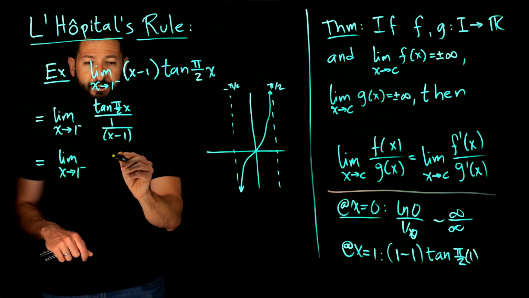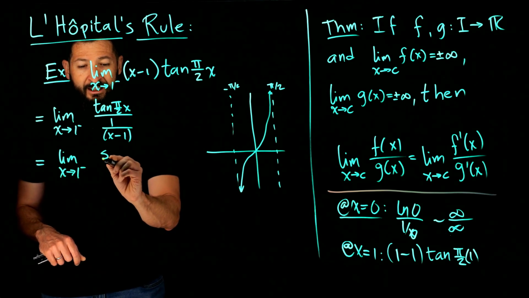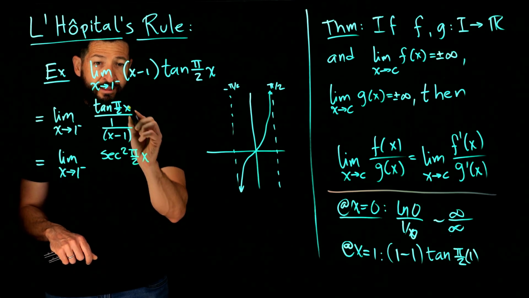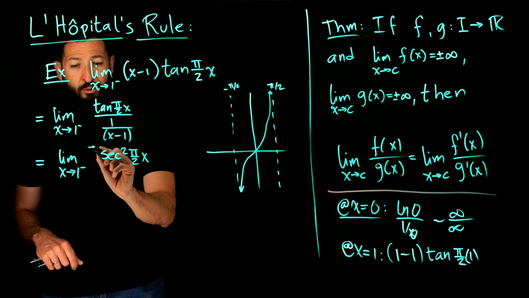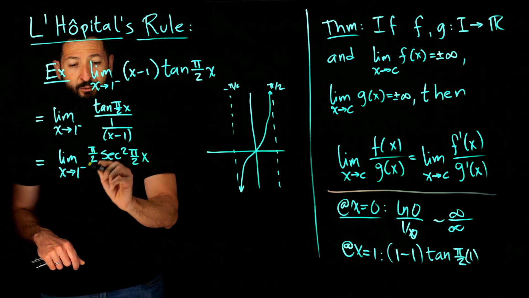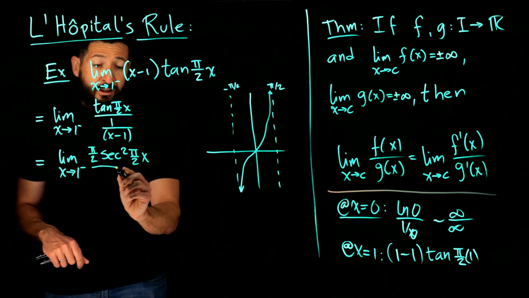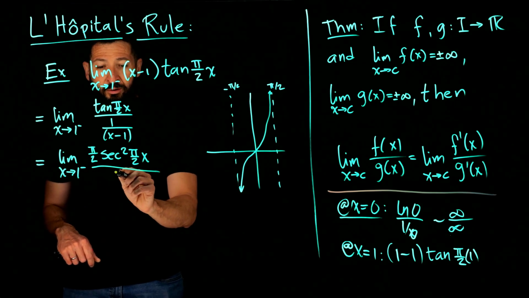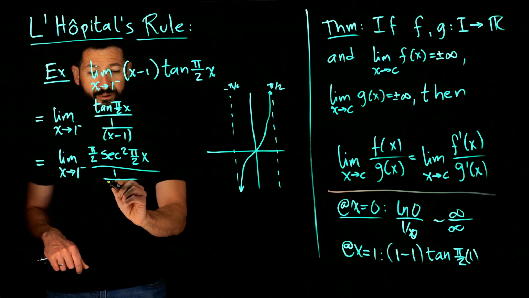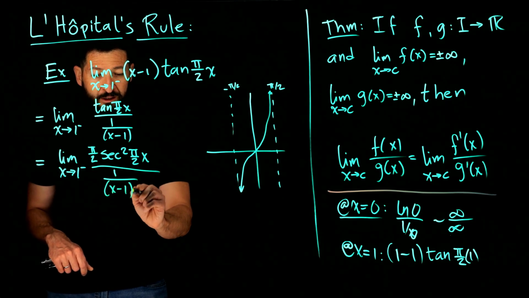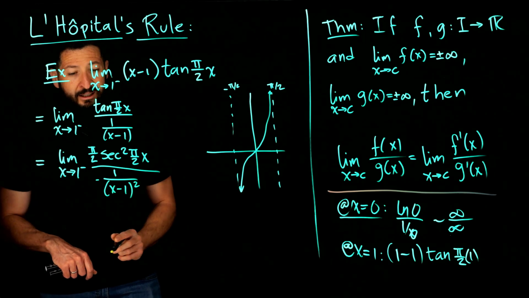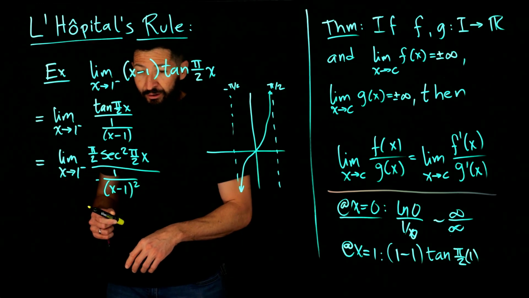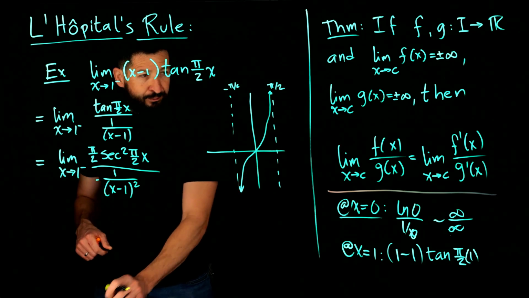Now the derivative of the tangent is the secant squared. But you have to remember that the chain rule tells you that you have to multiply then times the derivative of the inside, which happens to be pi over 2. That is just the derivative of the inside. And now here we're going to do 1 over x minus 1 squared, negative of that. That's the derivative of this one right here. All right, and now you're going to go ahead and evaluate.